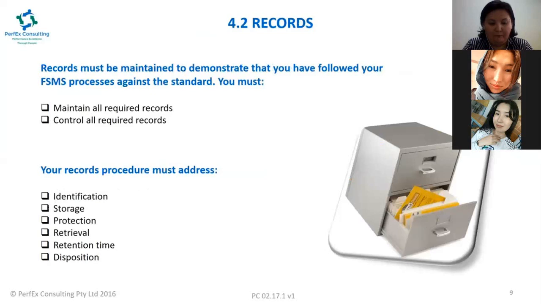Records must be maintained to demonstrate you have followed your food safety management system process against the required standard. You must maintain all required records and control those records. Your records procedure must address the identification, storage, protection, retrieval, retention, and disposal of all records.